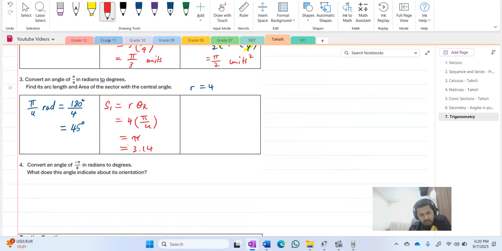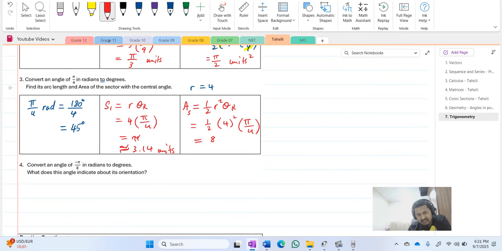Next one, to find the area of the sector. Area of the sector is basically half r squared theta in radians. So we got half, what's r squared? 4 squared. Remember I said the radius is 4. 4 squared, theta in radians is pi by 4. Now half of 16 is 8, right? And 8 divided by 4 is 2. So my answer is just 2 pi.